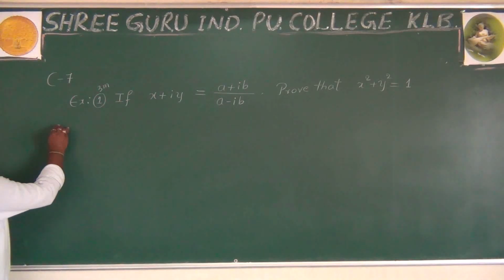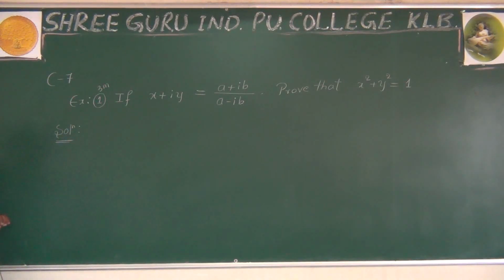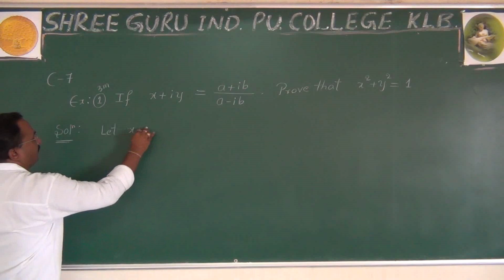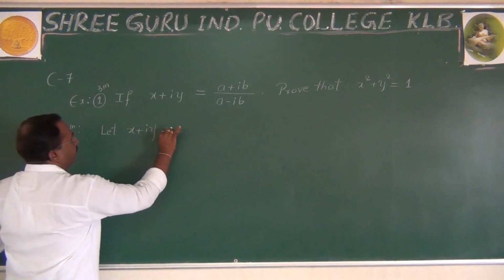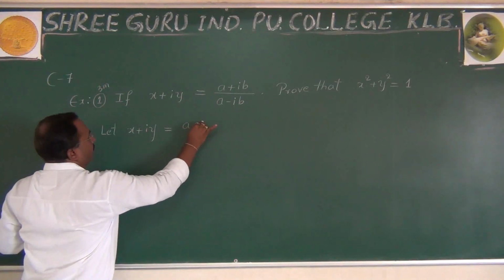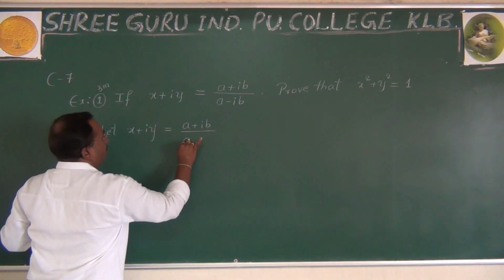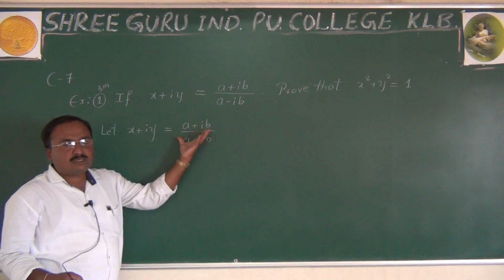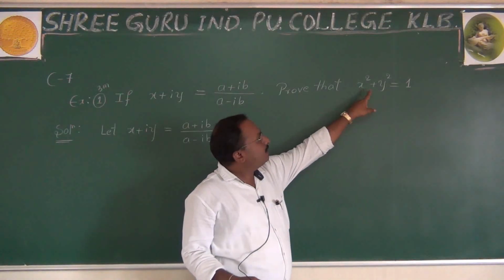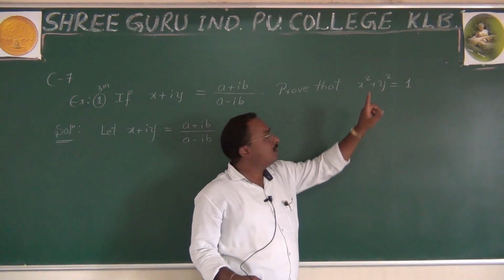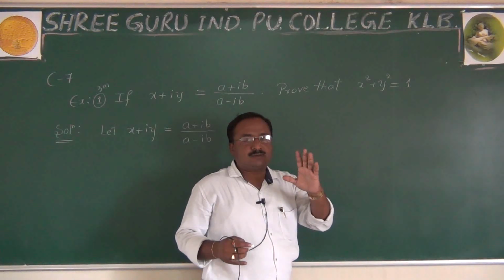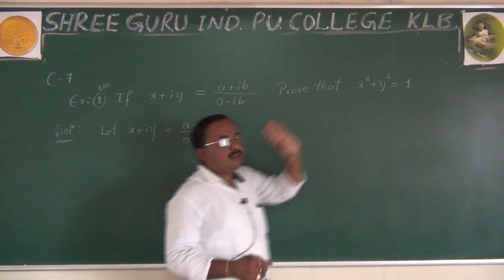That is a solution. Let x plus iy is equal to a plus ib divided by a minus ib. This is the given condition. Prove that what? x square plus y square. Keep in your mind, x square plus y square, which formula? Real part square plus imaginary part square.